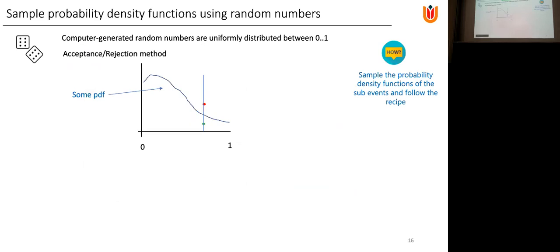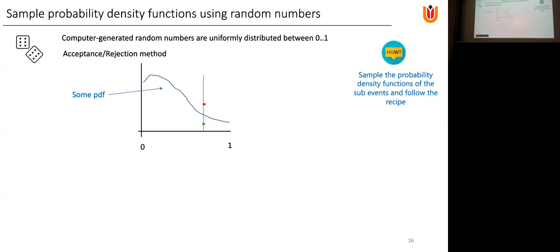So how do we sample these probability density functions? Well, there were two methods. One was very simple, but not very efficient. That was the so-called acceptance-rejection method. Let's say we have some probability density function drawn over there, and we have a computer that gives us uniformly distributed random numbers between 0 and 1. What we want to do is convert these uniform numbers between 0 and 1 to random variables that exactly follow this distribution.